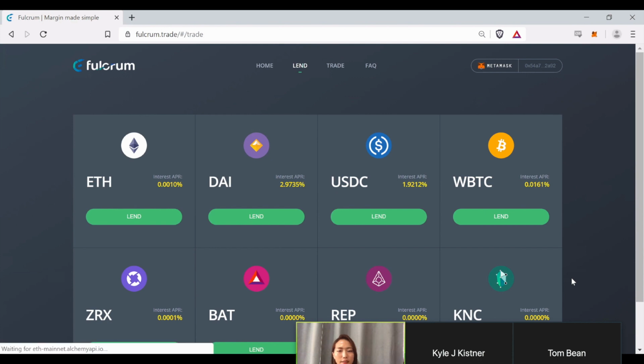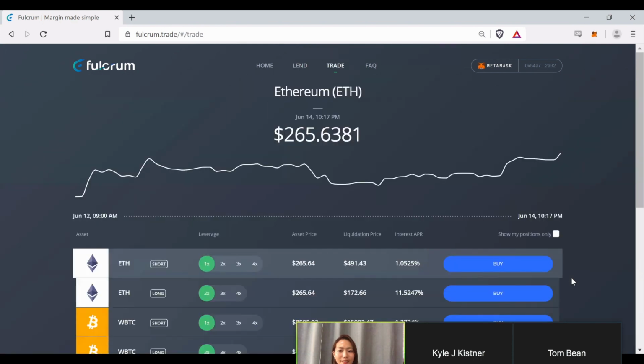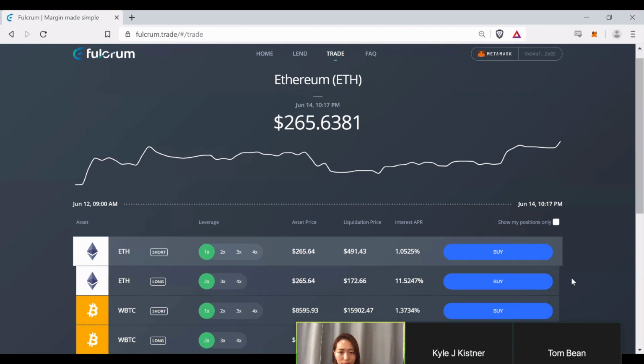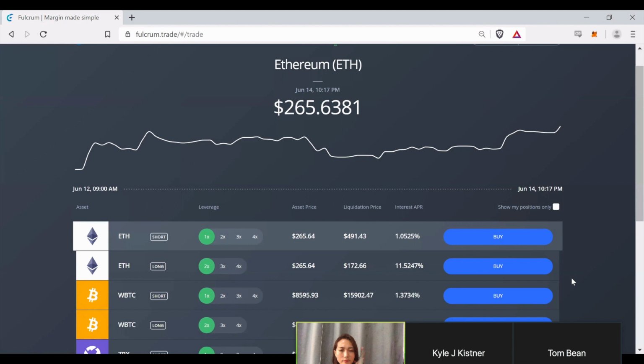Yeah, so the next page is the trading page. Say you want to take a leveraged long position in Ethereum, which someone might want to do nowadays as the market is going up. So you see, you have the asset price. That's the price that Ethereum's at. The liquidation price is where your position gets liquidated if Ethereum falls to that price.